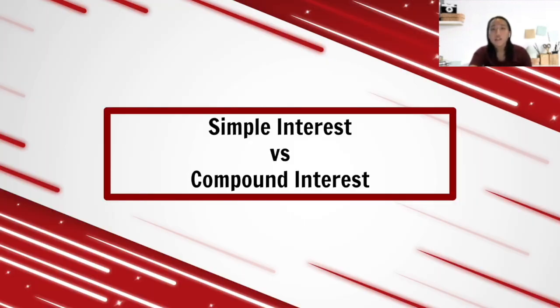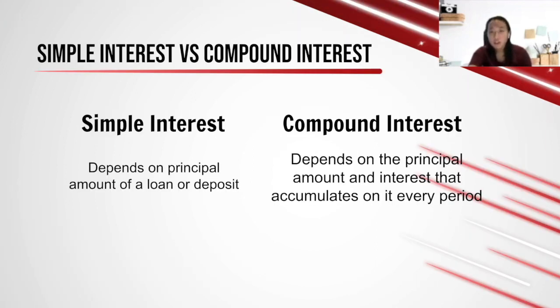So the interest has two types, which are simple interest and compound interest. So what is the main difference between the two? The main difference between simple interest and compound interest is that simple interest depends on the principal amount of a loan or deposit, while compound interest, on the other hand, is based on the principal amount and the interest that accumulates on it in every period. So, first, let's try to solve some problems on simple interest.